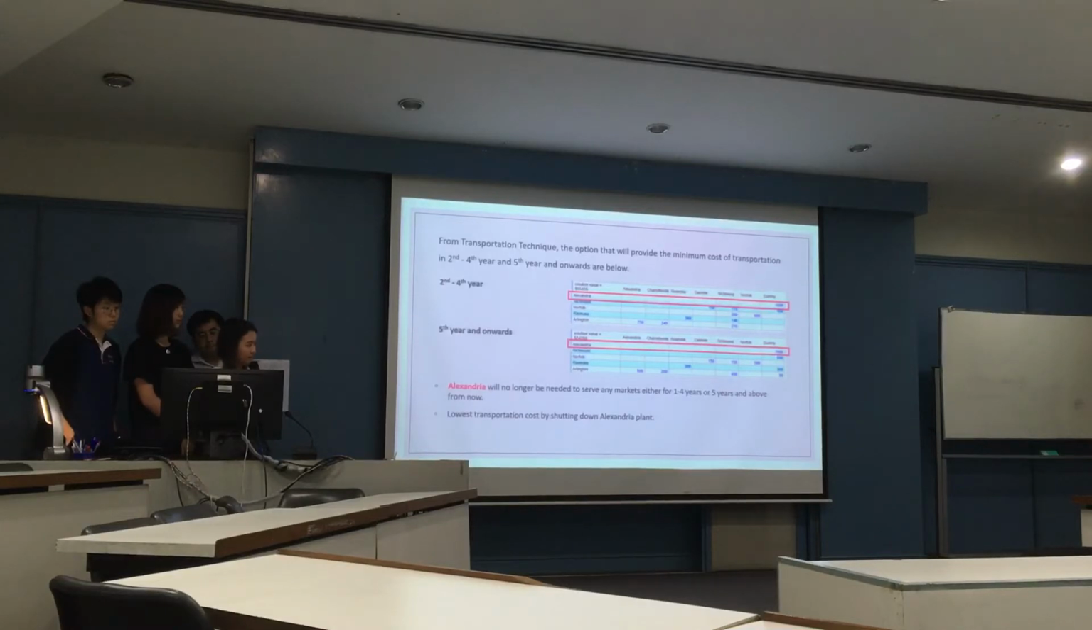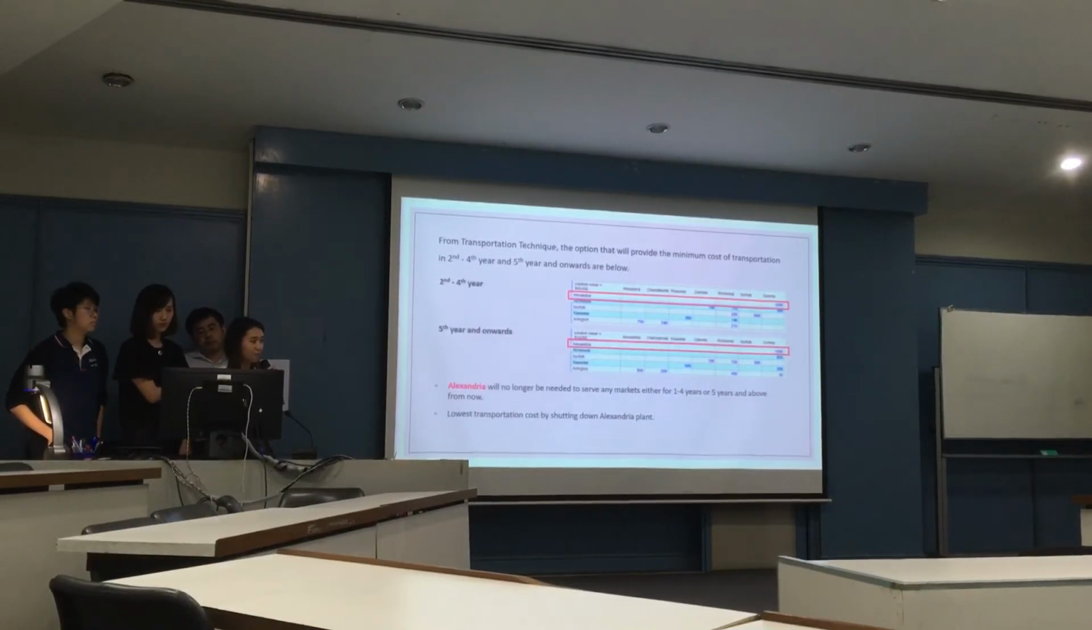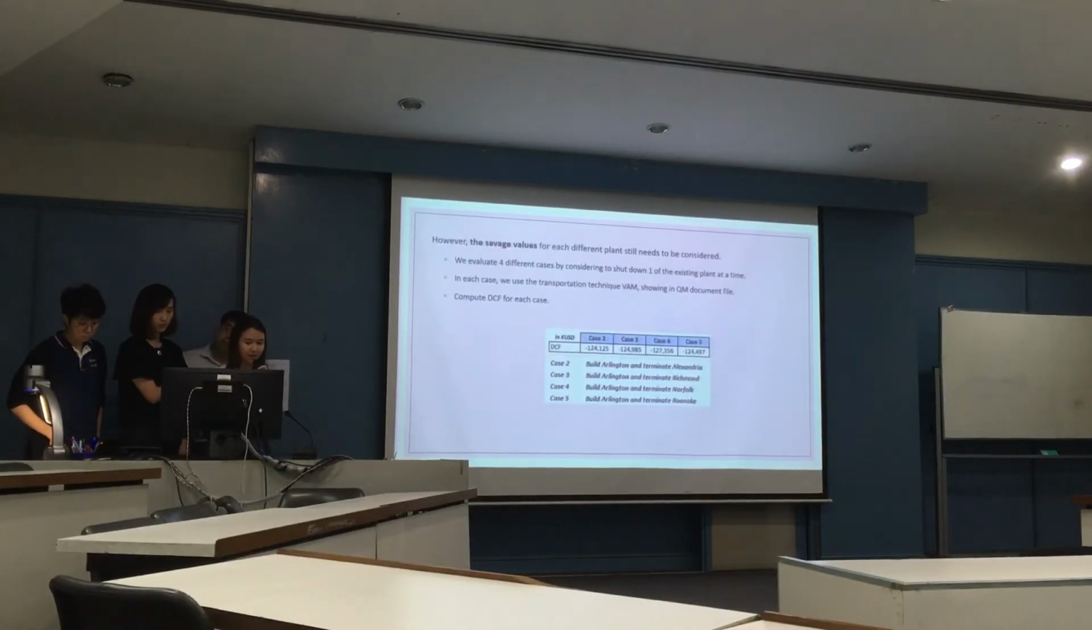However, the example also gives the salvage value, which is the remaining value of those assets. To make it consistent with our cash flow, we consider the cash inflow of selling those assets. So in summary, we can see the discounted cash flow for eliminating the existing plant case by case. And we can see that the lowest cost is case number 2, which has a cost of 124 million.